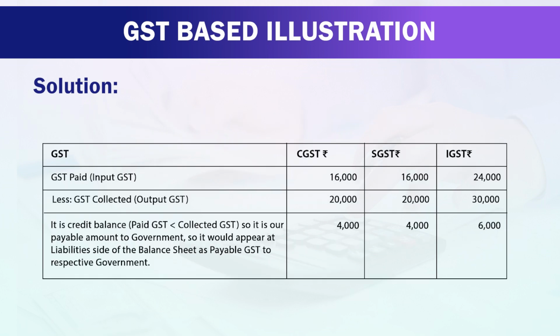In our case, input GST paid for CGST, SGST and IGST is rupees 16,000, 16,000 and 24,000. But at the same time, we have collected from our customer 20,000, 20,000 and 30,000 respectively for CGST, SGST and IGST. It is a credit balance because paid GST is less than collected GST. So, it is our payable amount to government. So, it would appear at liability side of balance sheet as a payable GST to respective government.